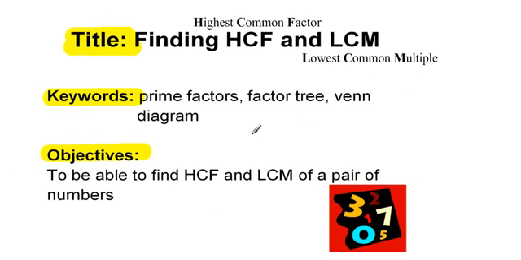So what we're going to do is, first of all, draw a factor tree to find prime factors of each number, and then use a Venn diagram to help us to find the HCF and the LCM. So let's go back to that example. The first thing we need to do is to draw a factor tree. So 24 can be broken down into its prime factors.